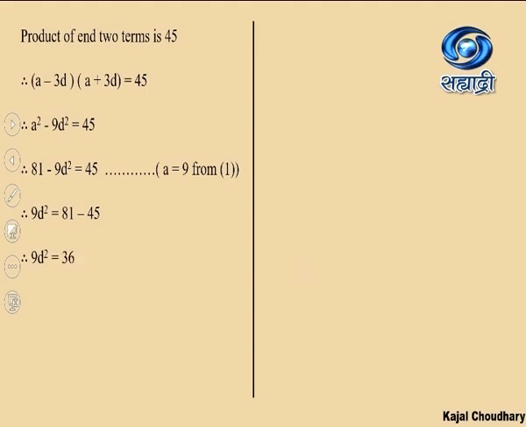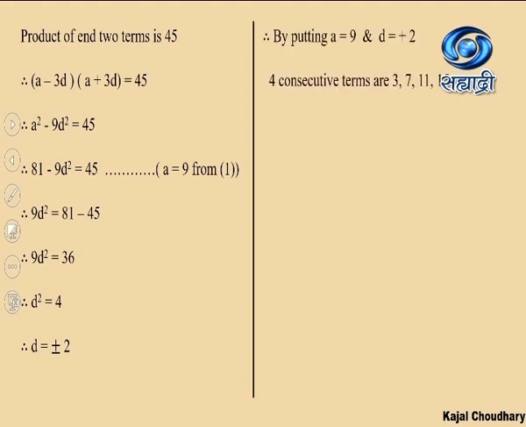Now, we are very much clear with how to solve the particular given equation. So your D square comes out to be 4, which is 36 divided by 9. So D is equal to plus or minus 2. Now, by putting A is equal to 9 and D is equal to plus 2 first, we have 2 values for D, plus 2 and minus 2. So we will check what the sequence looks like.